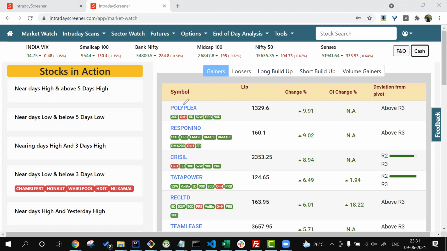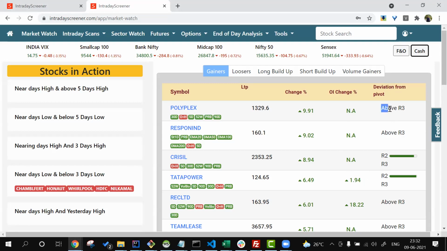For example, Polyplex is the stock which is the top gainer. You can see Polyplex is in top gainers, and here you can see 30-day breakout, 5-day breakout, 52-week breakout, previous range breakout, which means the stock is above yesterday's high, 90-day breakout, other things, last traded price, change percent of the stock. So Polyplex is up 9.91%. Open interest change is NA because this is a cash stock.